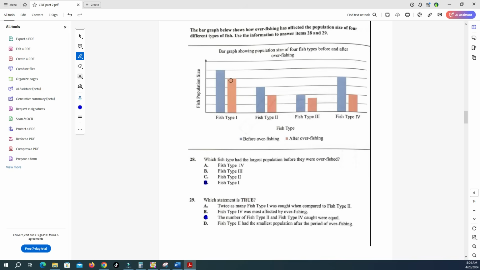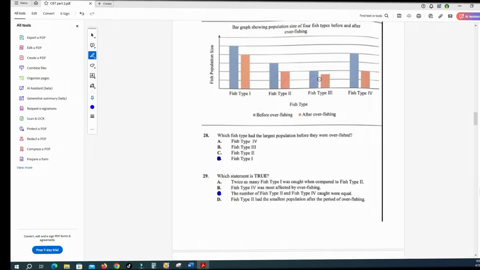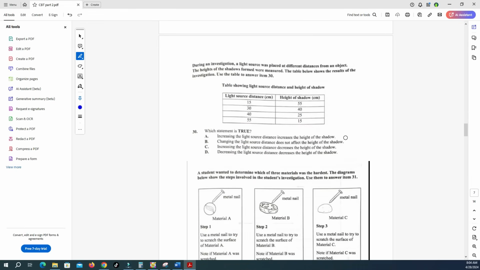So you have caught here, but to measure up twice as many, I wouldn't say twice as many. It's way more. So I would say fish type 2 had the smallest population after the period of overfishing. I would say C is the answer. The number of fish type 2 and fish type caught were equal, because I see this here. All right. So let's move on to 30.